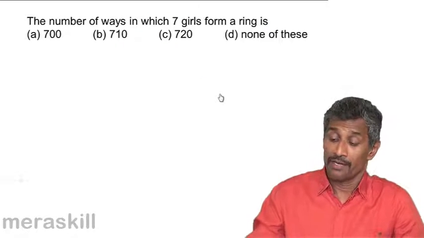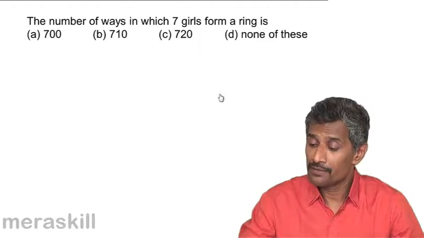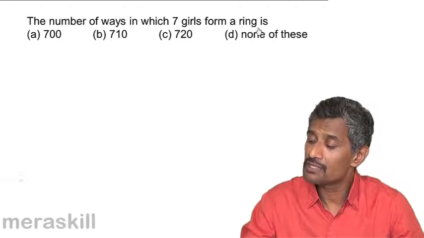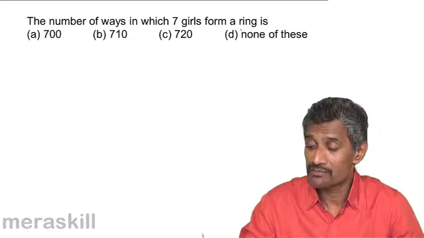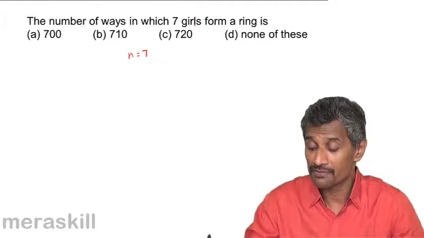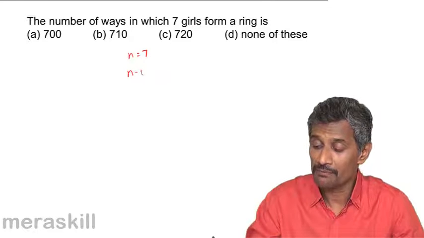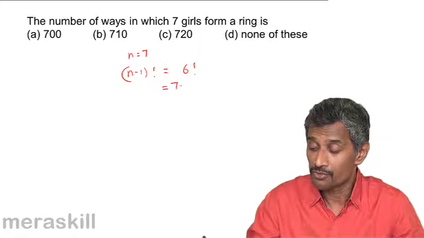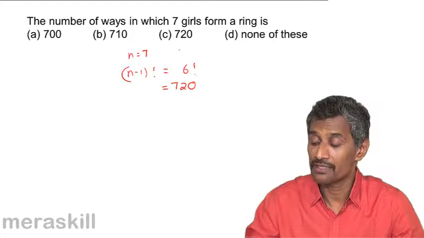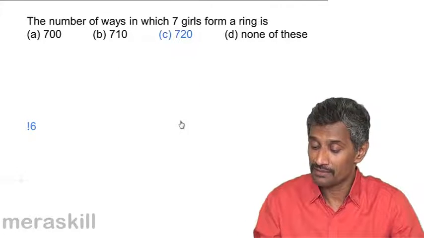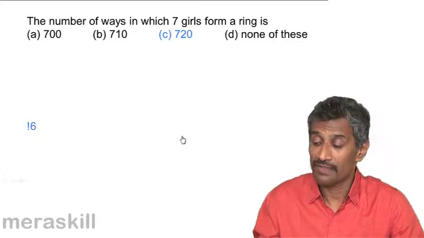So, now, for example, here we have a case: number of ways in which 7 girls form a ring. So, 7 girls will form a ring, n is equal to 7. So, the number of ways in which they form a ring is going to be n minus 1 factorial ways. That is 7 minus 1, 6 factorial ways, which is going to be 720. So, the answer is going to be 720. So that is 6 factorial ways.